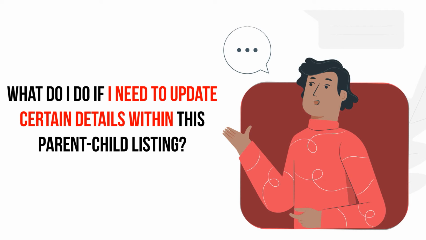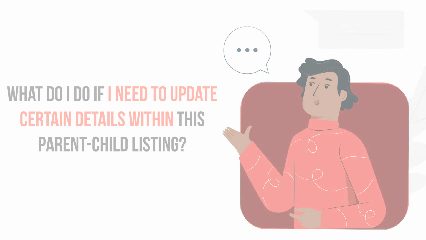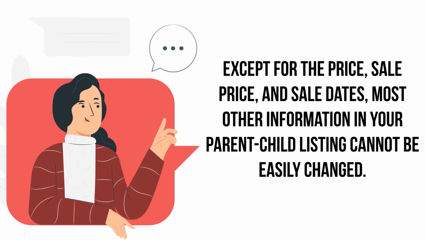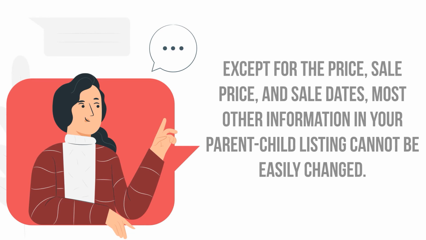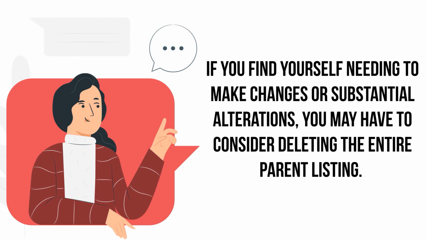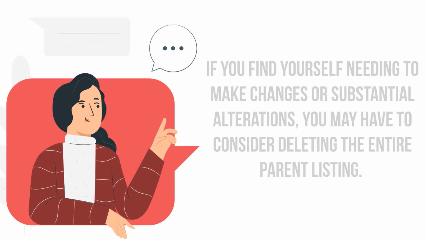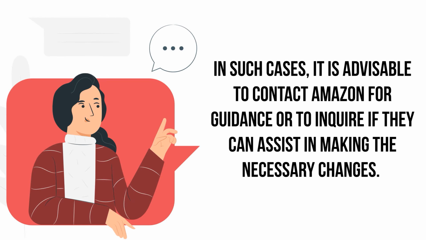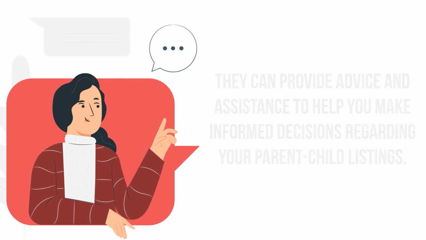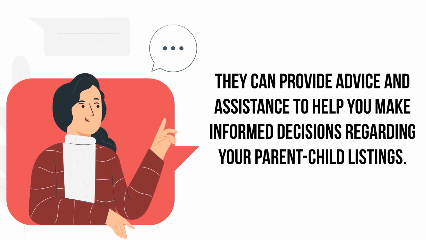5. Additional information you may find useful. What do I do if I need to update certain details within this parent-child listing? Except for the price, and sale dates, most other information in your parent-child listing cannot be easily changed. If you find yourself needing to make changes or substantial alterations, you may have to consider deleting the entire parent listing. In such cases, it is advisable to contact Amazon for guidance or to inquire if they can assist in making the necessary changes. They can provide advice and assistance to help you make informed decisions regarding your parent-child listings.